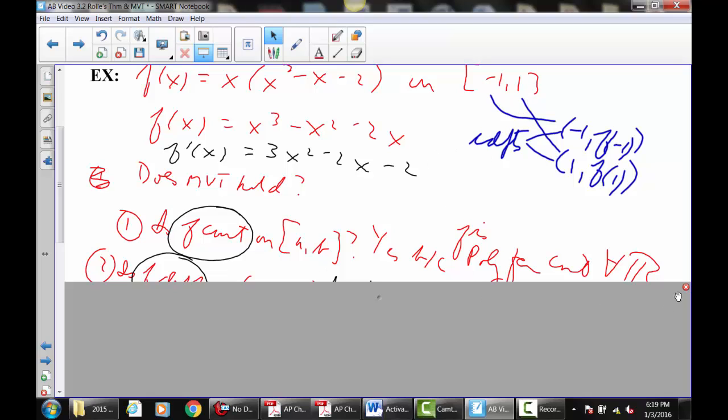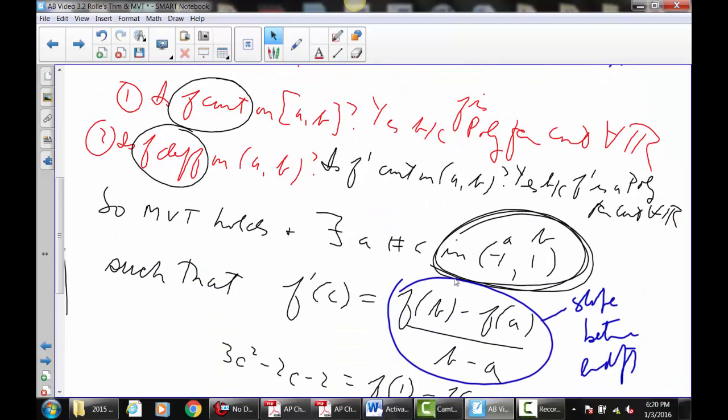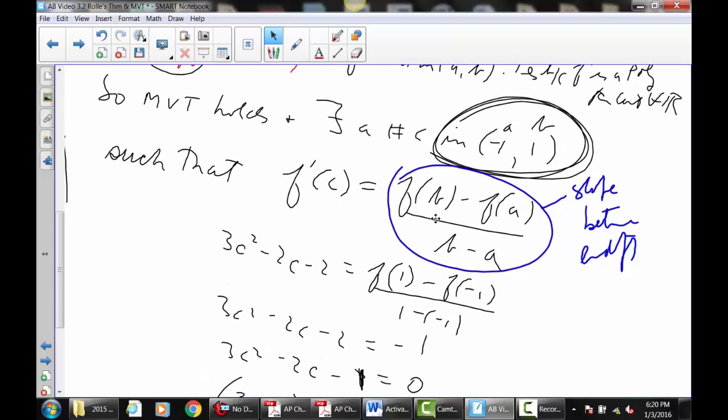Well, of course it is. It's a polynomial function, continuous everywhere. Is the function differentiable on (a, b)? Well, the derivative of our f of x is another polynomial function, and that derivative is continuous on that open interval because it's polynomial. So the mean value theorem does hold. There exists a number c in the open interval such that f prime of c equals f of b minus f of a over b minus a.